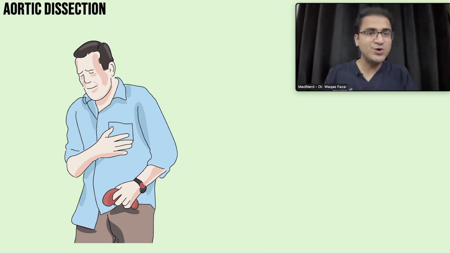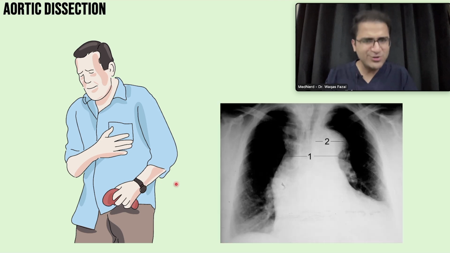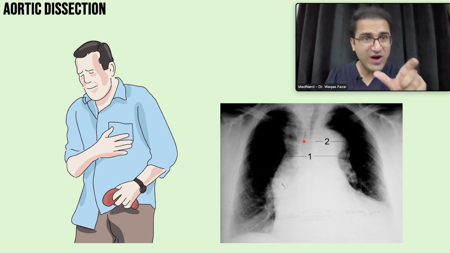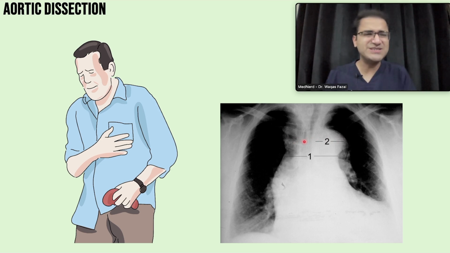Then the next thing you do is that you order an ECG and you order the chest X-ray. When you receive the chest X-ray, you see a widened mediastinum. You observe the mediastinum is wide. This is a classical presentation of a patient with aortic dissection.